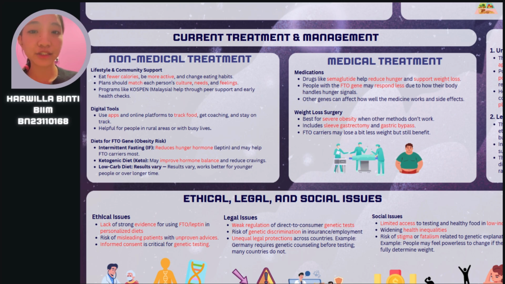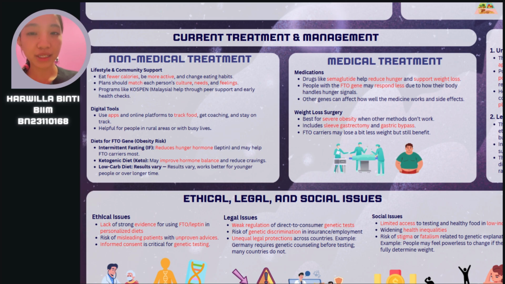The second one is digital tools. Use apps and online platforms to track food, get coaching, and stay on track. It is very helpful for people in rural areas or with busy lives. The third one is diets for the FTO gene, which is a gene for obesity risk. Intermittent fasting (IF) reduces the hunger hormone leptin and may help FTO carriers the most. Ketogenic diet, aka keto, may improve hormone balance and reduce cravings. Low-carb diet results vary. It works better for people who are younger or over a longer time.